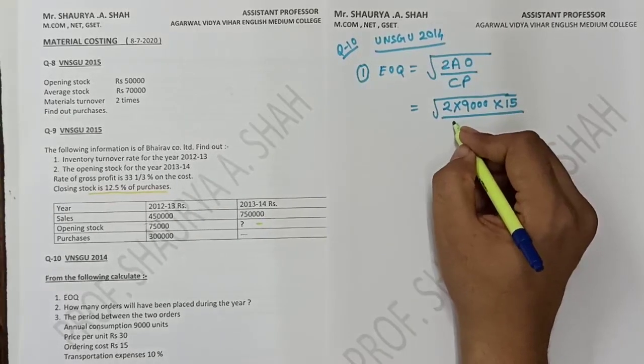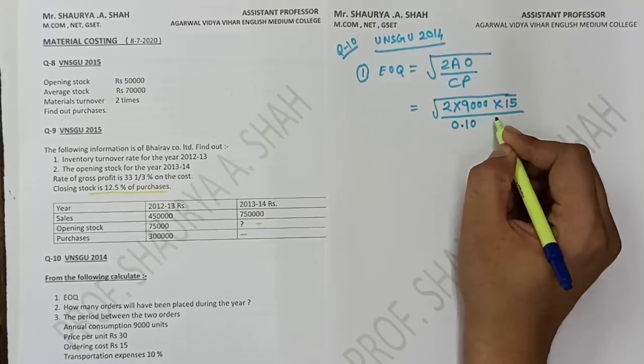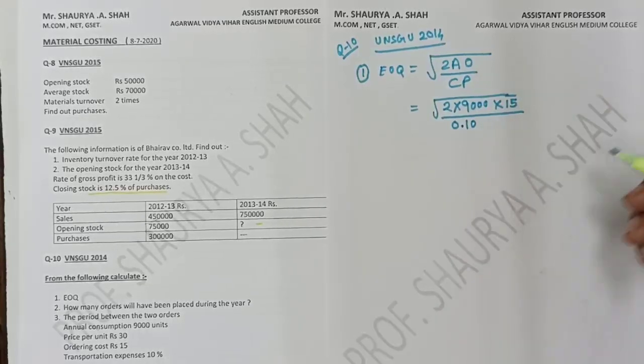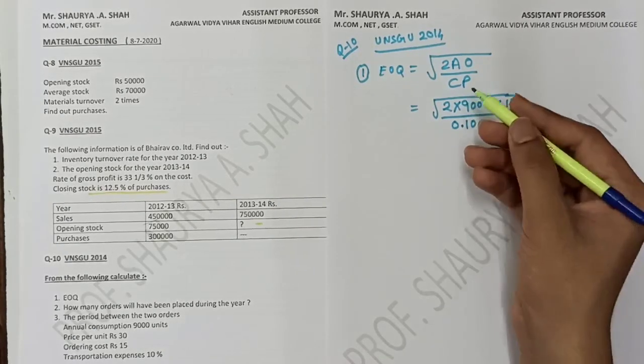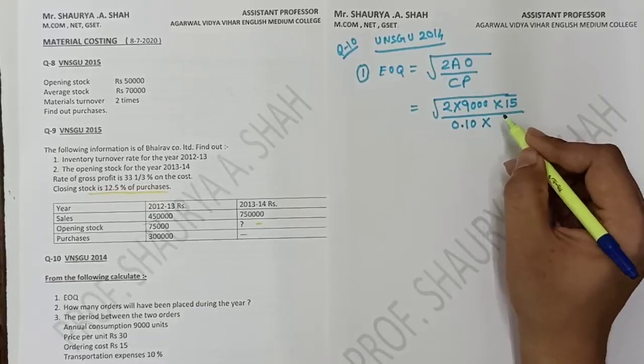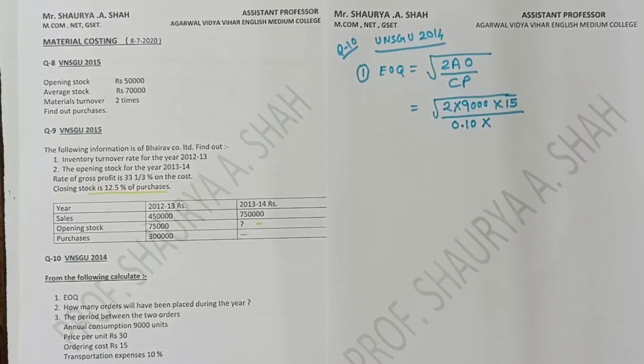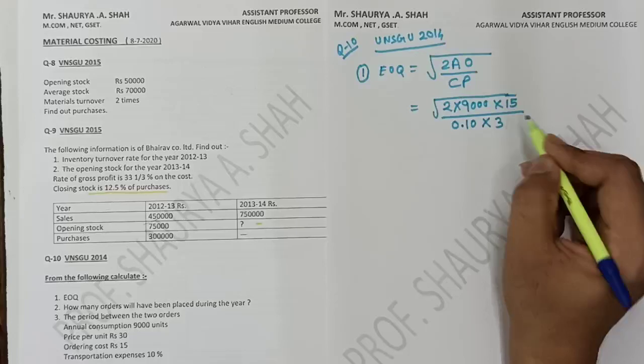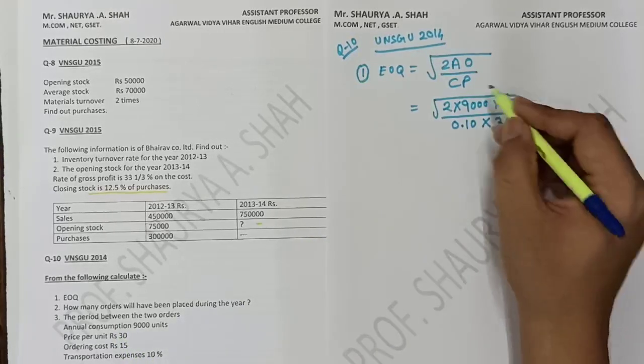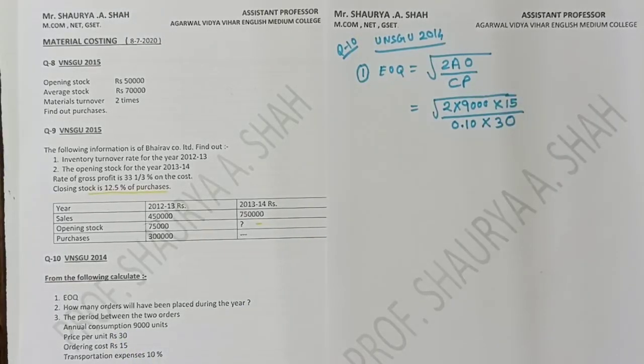What we'll do is we will convert it into decimal. Now how can we convert it into decimal? 10 divided by 100. If it is 100, then it is 10, right? So we will divide this 10 by 100, and you'll get 0.10. Always take 0.10 here. And then the next is your price per unit, that is CP, that is 30 is given, right?